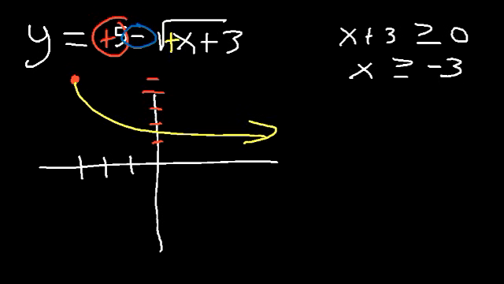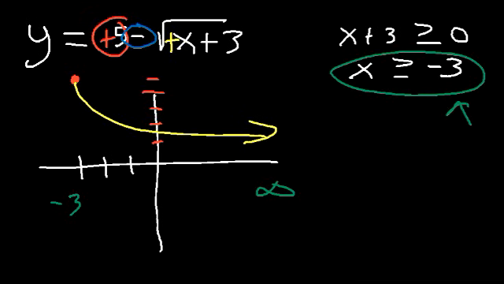So the lowest x value, you can see it's negative 3, and it goes to infinity, which we could see from this expression: x is equal to or greater than negative 3. So therefore the domain includes negative 3, and it goes to infinity.